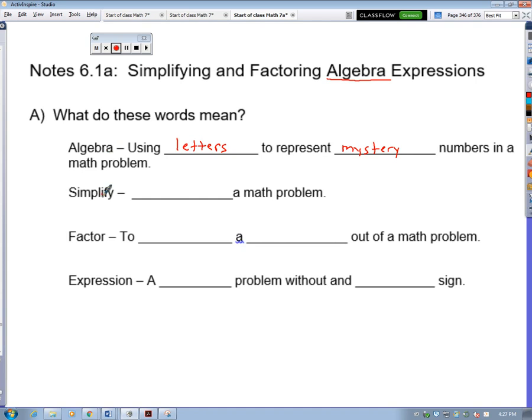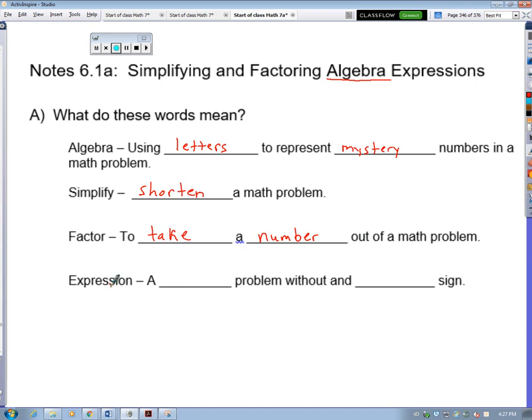If we're going to simplify a math problem, all we're trying to do is shorten it. Sometimes we get a math problem that's a little longer, so we just want to do some steps to make that shorter. That's all we're going to be up to. And if we're going to factor an algebra expression, we are going to take a number out of a math problem. We're going to look at that math problem and try to take a number out of it.